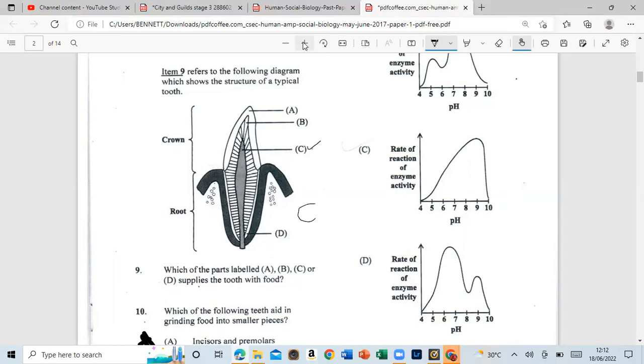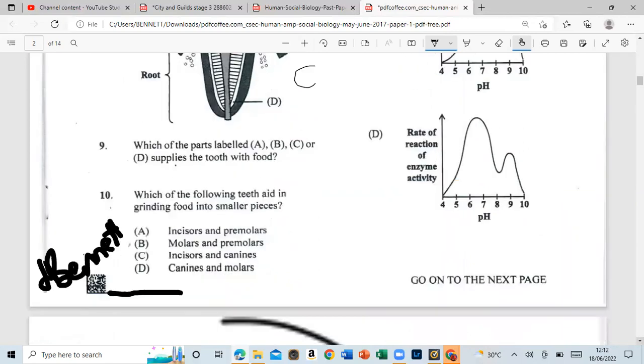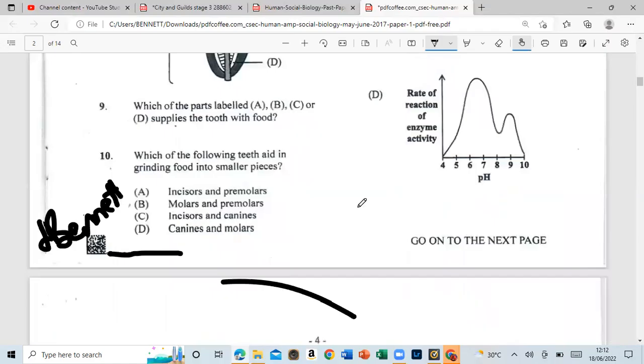Let's pick it up again. Number 10, which of the following teeth aid in grinding the food into smaller pieces? A, incisors and premolars. B, molars and premolars. Or is it C, incisors and canines? Or is it D, canines and molars? What do you guys say for this? Molars and premolars grind the food into smaller pieces.